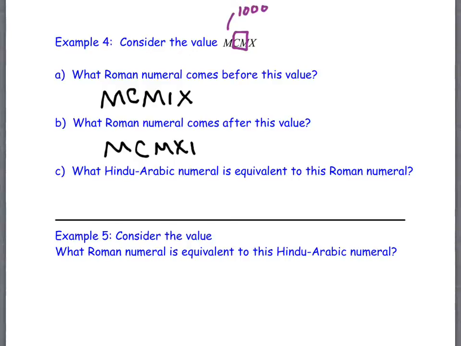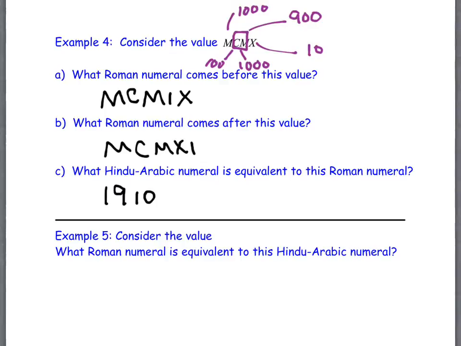That's 1,000. The fact that I have a C before an M is a subtractive feature. The C is the number 100, and the M is the number 1,000. So if I subtract them, I get 900. So I've actually got 100 here, and then 1,000 here. And since the number 100 is before the number 1,000, I will subtract to get 900. And then my X at the end gives me 10. So what Hindu Arabic numeral is this?